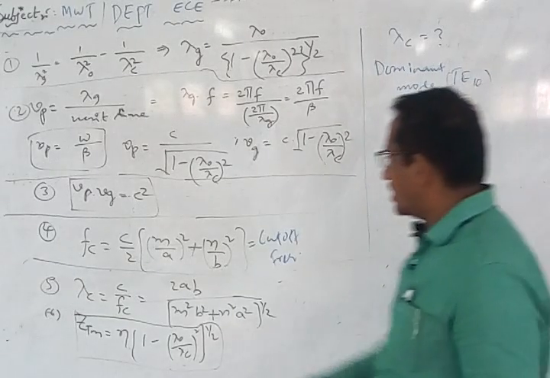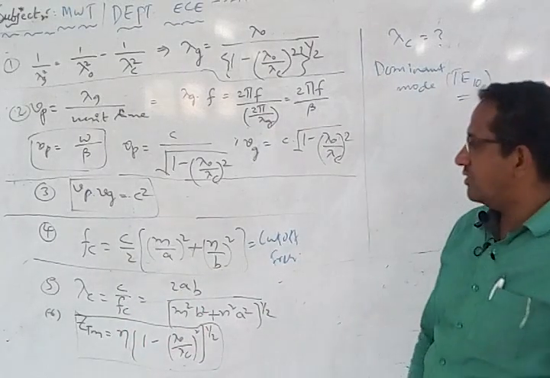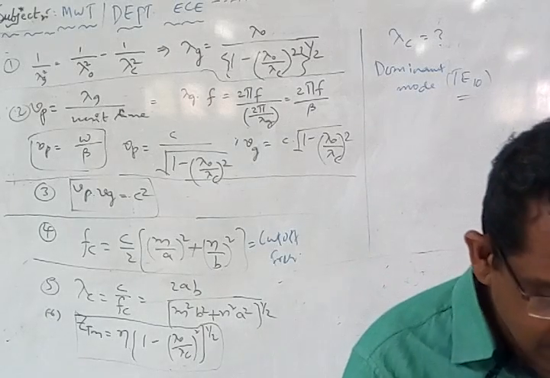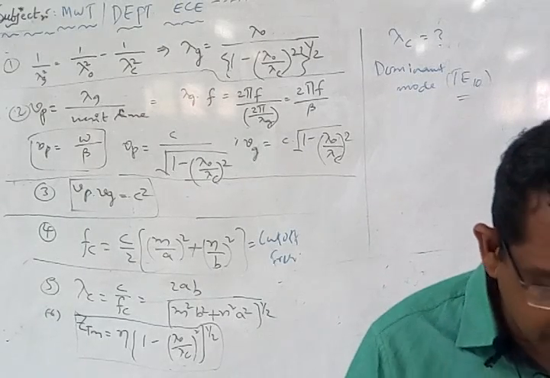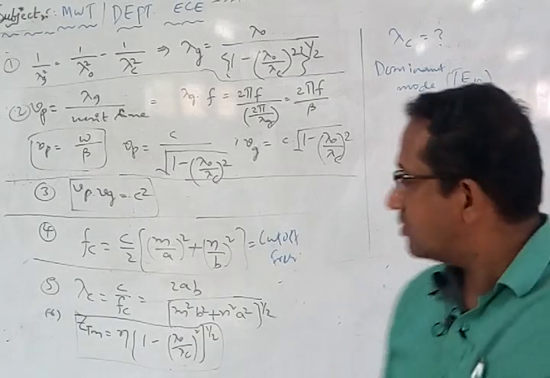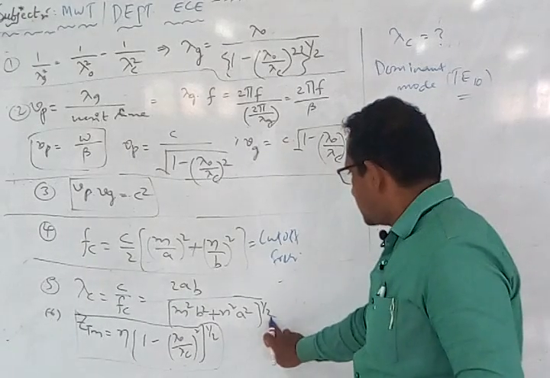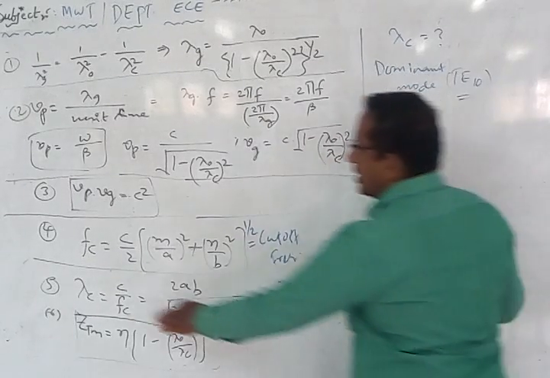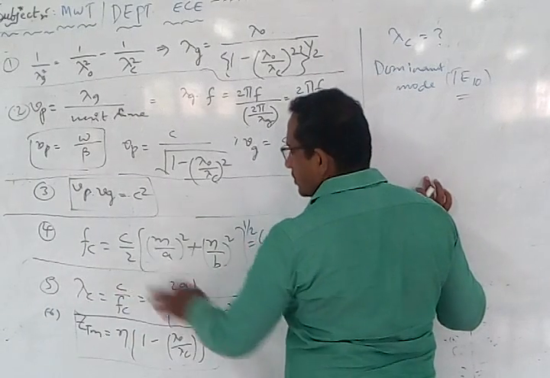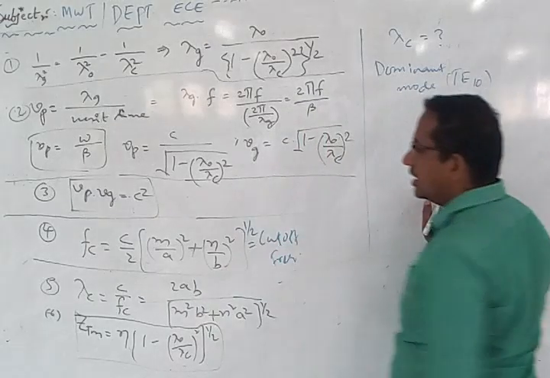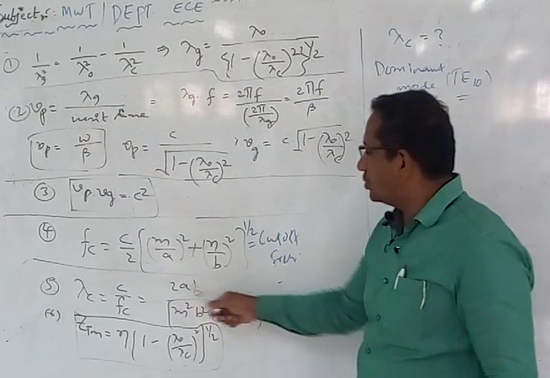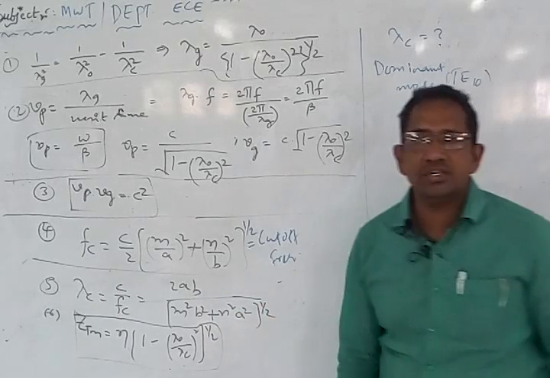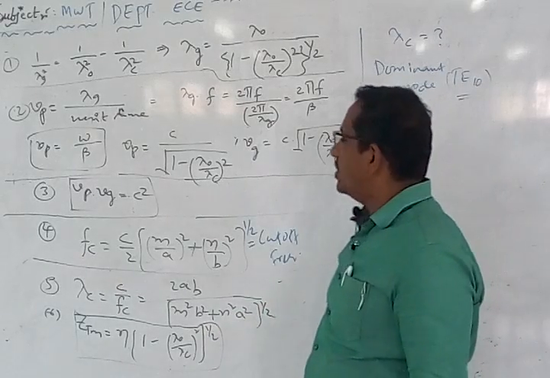Similarly, we can get the cutoff wavelength. What is the formula for cutoff wavelength? We get c by fc. Now lambda c is equal to c by fc, with this square root in it. By solving this equation, finally we get 2ab by the square root of m square b square plus n square a square. So this is the formula we get.